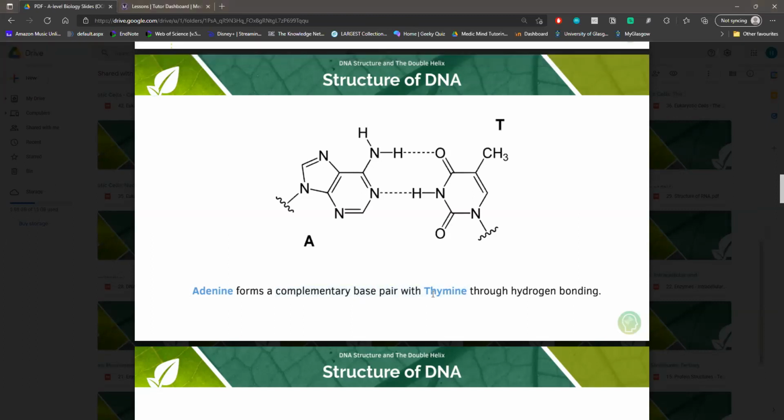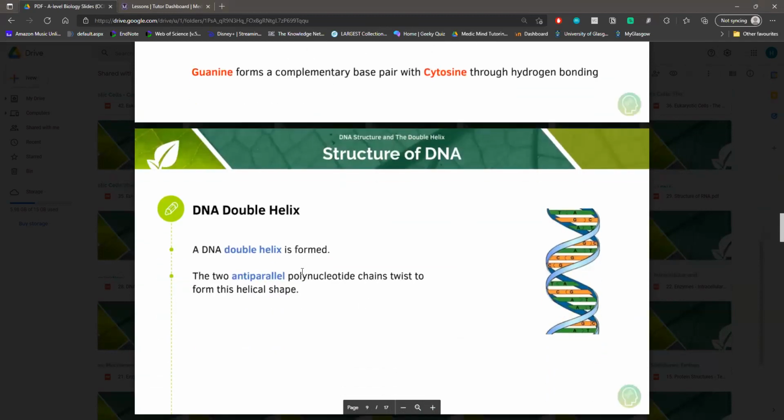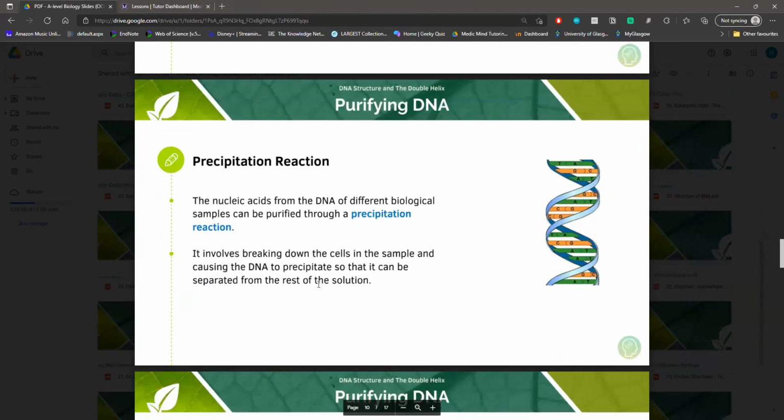Adenine forms a complementary base pair with thymine and guanine with cytosine. And this then wraps around each other to form a double helix. Remember, purifying DNA can be done through a precipitation reaction. So can anyone explain to me the steps of the precipitation reaction?